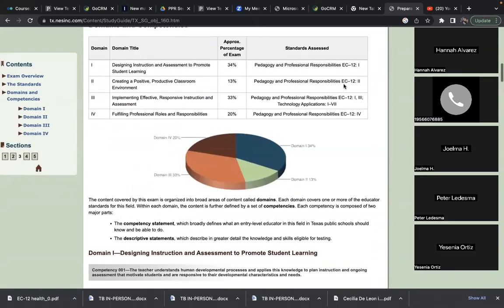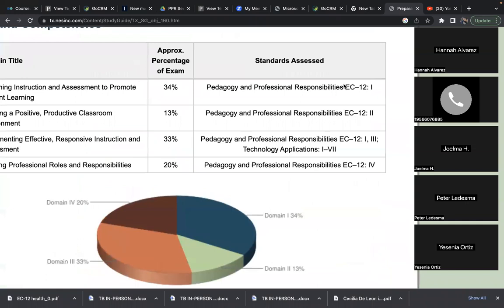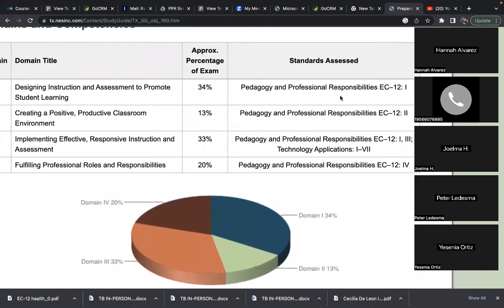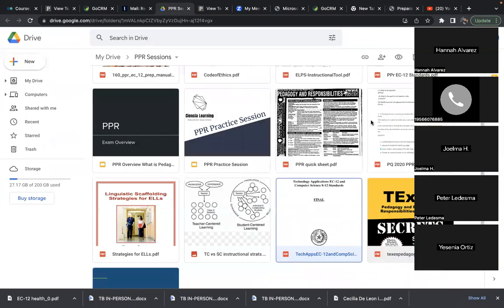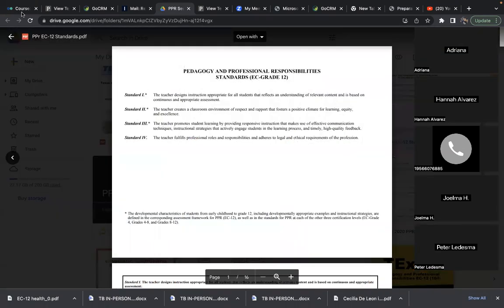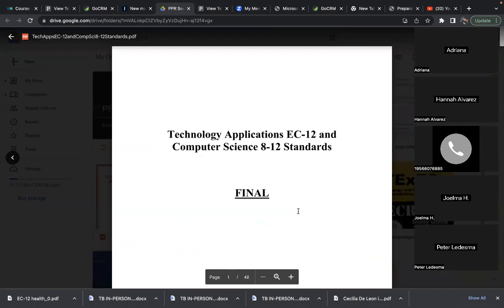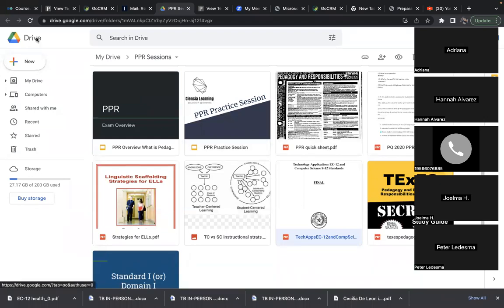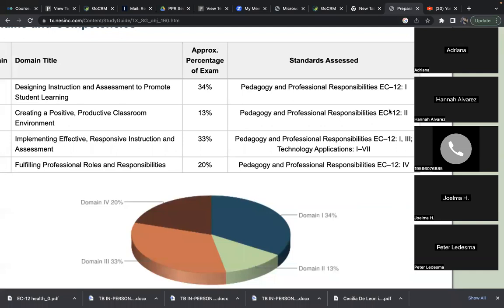I'm going to begin with domain 3. And so remember, I told you domain 3 was in our PPR standards, standard 1, standard 3, and technology application standards 1 through 7. That is the responsibility of all teachers in Texas to know and understand that. So here it shows you exactly what I've just said.